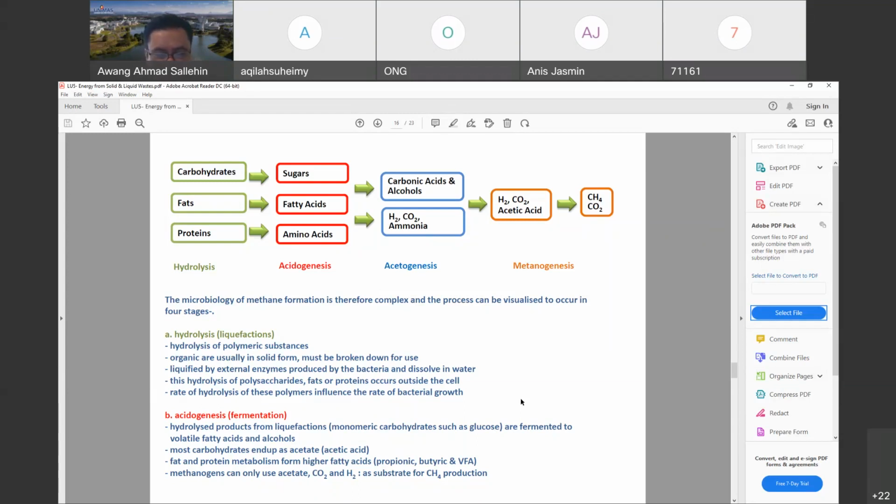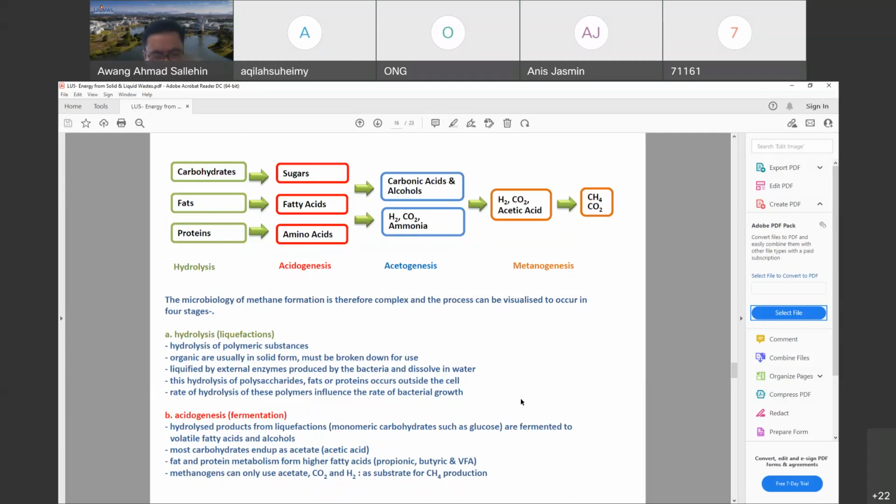So this will help to hydrolyze further the polysaccharides, the fats, the proteins. You have the cellulase enzyme that degrades the polysaccharides, the enzyme lipase degrades the fats, and the protease degrades the proteins. So the rate of degradation of all these macromolecules, the polymers, will influence the rate of bacterial growth, because bacterial growth relies on the simpler micromolecules produced as a source of energy for their growth.